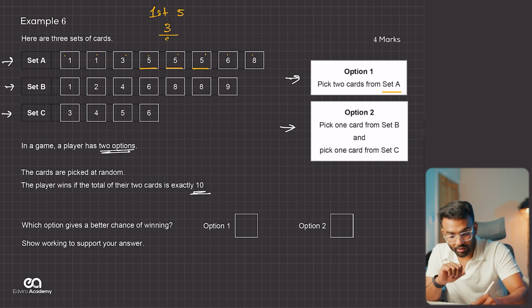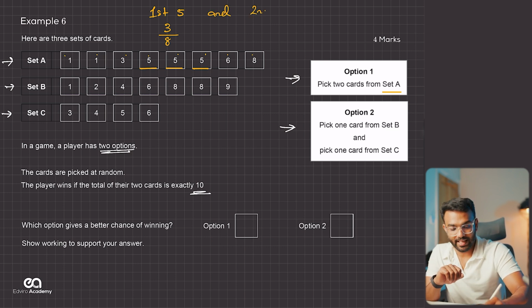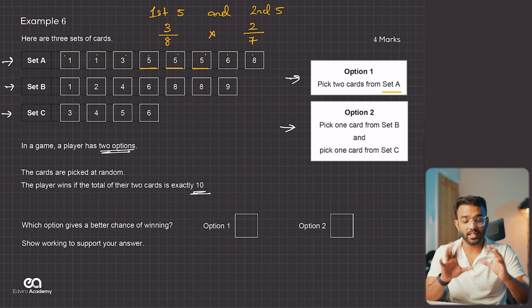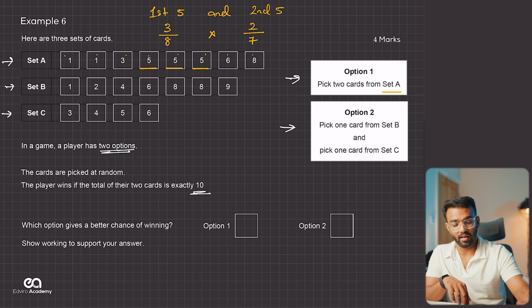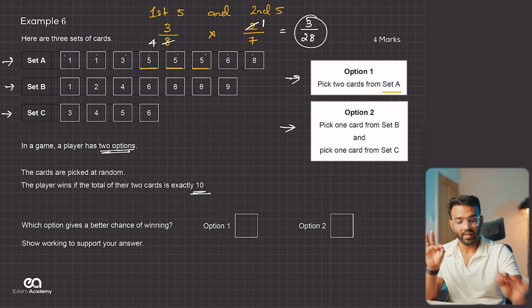That would be 3 out of 8. And we got to pick one more 5. So second 5, that would be 2 out of 7. And the word and is there. So this would be 3 times 2 out of 7, which you can simplify. This would cancel off 1 by 4. So this is 3 by 28. That is the chance of picking 2 5s where you picked 1 and you picked 5 again. And if you add them up, you got 10.